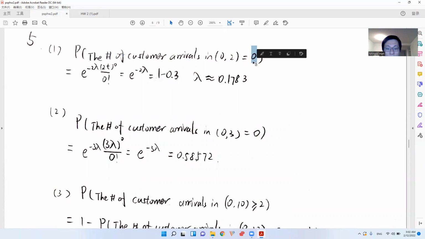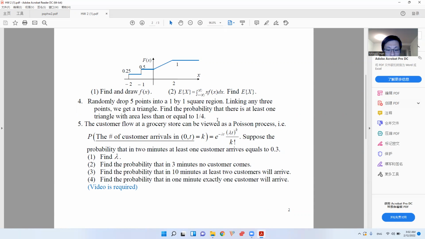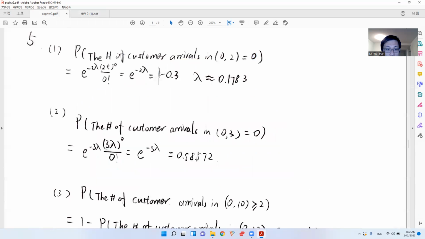So part one is pretty simple. This 0 would mean that the probability of having absolutely no customer is equal to 0.7, because it said that at least one customer arriving is equal to 0.3. So no customer arriving is equal to 0.7. And here I have 1 minus 0.3, which is the same as this part. Do the calculation, and we find lambda is equal to this value. And that's part one.